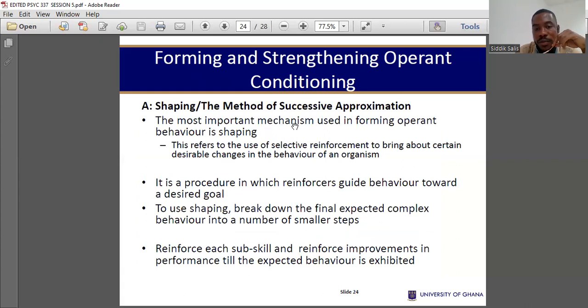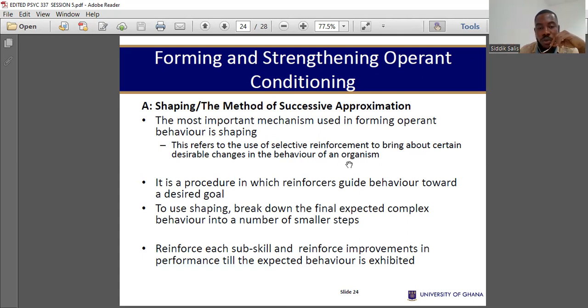That's the method of successive approximation. The most important mechanism used in forming operant behavior is shaping. So what is shaping? This refers to the use of selective reinforcement to bring about certain desirable changes in the behavior of an organism.